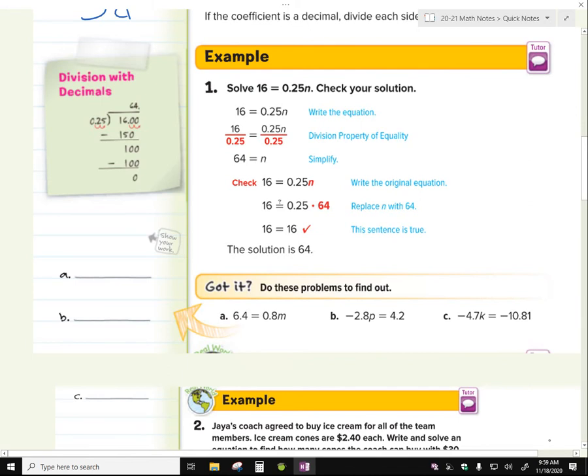So from Monday, solve 16 equals 0.25n. We wrote an equation just like we did on Monday. We divided each side by the coefficient. After we found that it was 64 for n, we are going to check our work by plugging in our answer for n. And 16 does equal 16.